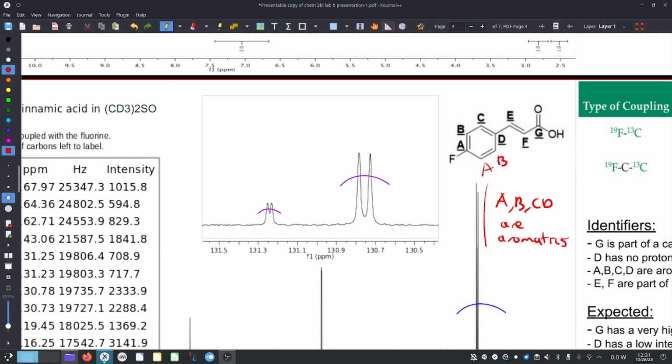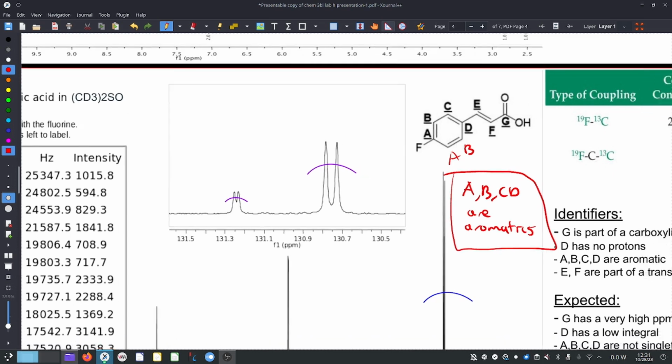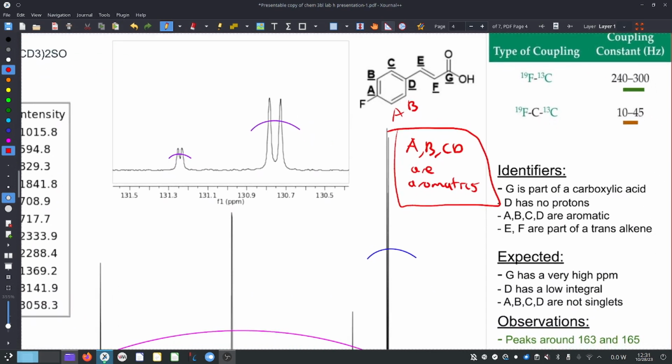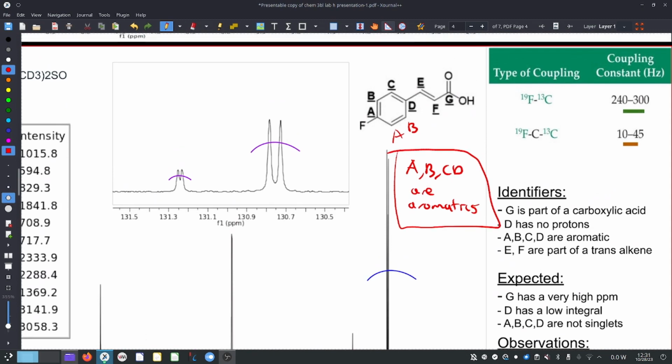But basically, they're not going to have singlets because they're coupled with fluorine. So with that in mind, let's take a look at some of the identifiers of this molecule again. First off, G. G is part of a carboxylic acid or a carbonyl. But either way, it's going to be really high ppm. So it's probably the leftmost peak on our molecule.